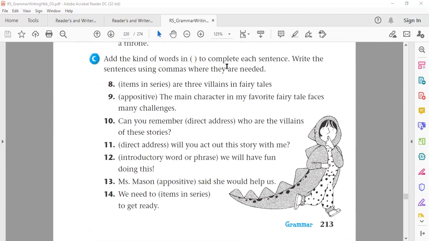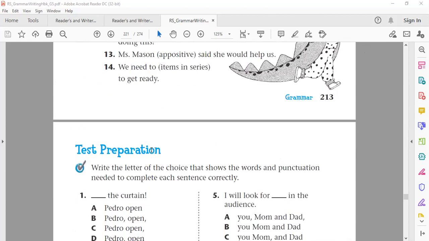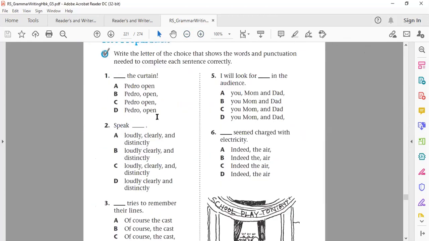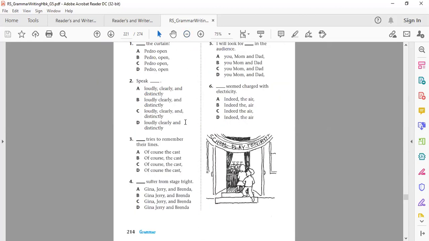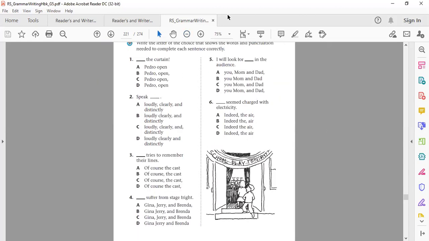Add the kind of words to complete each sentence. Okay, let's go for this one. Write the letter of the choice that shows the word and punctuation needed to complete each sentence correctly. The curtain. Pedro, open the curtain, or Pedro, open the curtain, or Pedro, open, or Pedro, open. Which one do you think is the correct one with the comma? D. I know. Excellent. D.